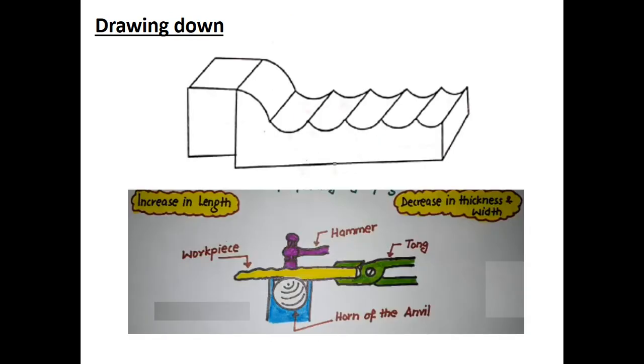And the second operation is called drawing down. Drawing down means an operation just opposite to upsetting, which means the length is increased at the expense of its width or thickness or both, which means the force is applied perpendicular to the length direction of the component. This is also called drawing out.